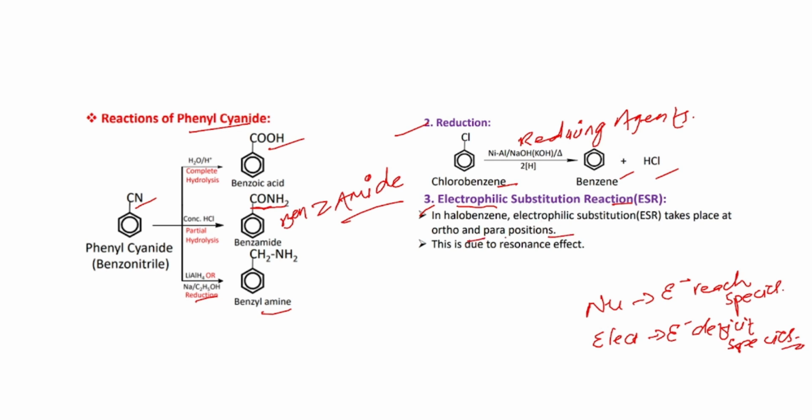So ortho position and para position भनेको we already know. So if this is a root, then this one is ortho, this one is meta and this one is para. So this one is due to the resonance effect.